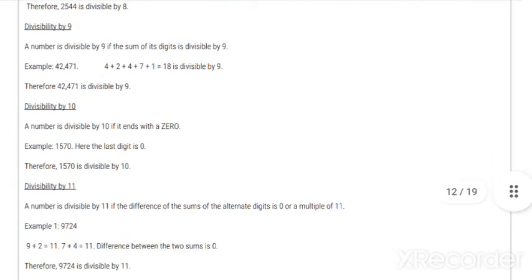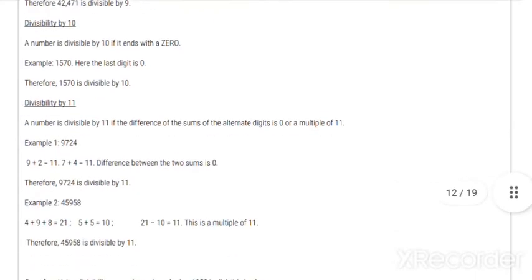Next rule children, divisibility by 10. A number is divisible by 10 if it ends with a 0. Example 1570, if you see the last digit is 0. So children, the given number is divisible by 10.